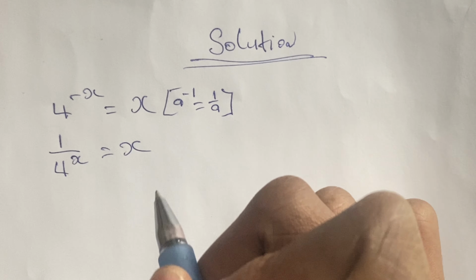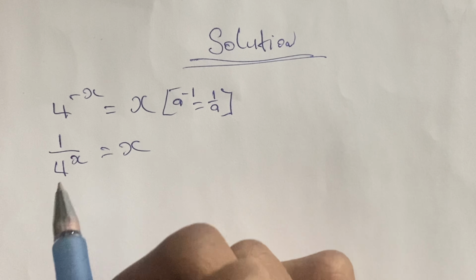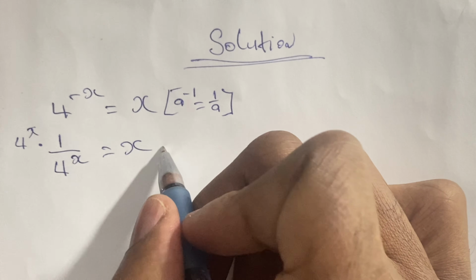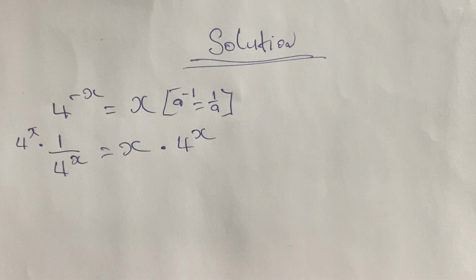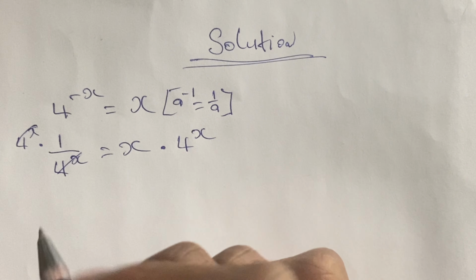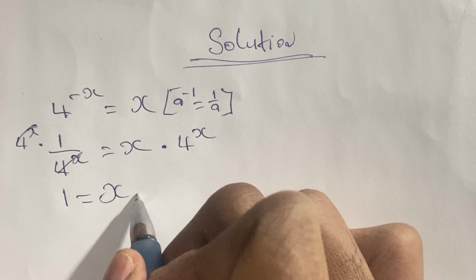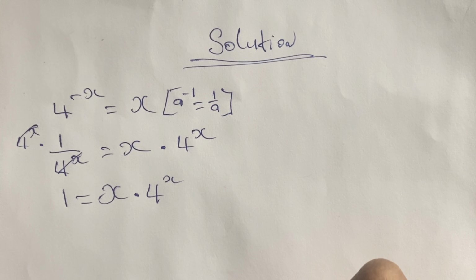As we said that we are going to bring the x on one side of this equation, from here we multiply both sides of this equation by 4 to the power of x. This means that on the left we have 4 to the power of x times 1 over 4 to the power of x, and on the right we have x times 4 to the power of x. On the left, we cancel out 4 to the power of x, and that remains us with 1. And on the right we have x times 4 to the power of x. So now we have x on one side of this equation.